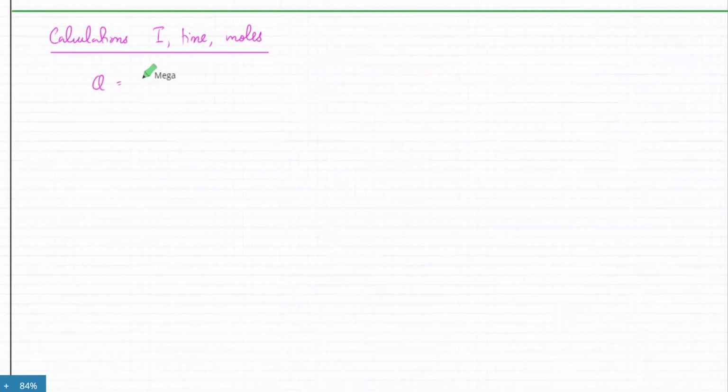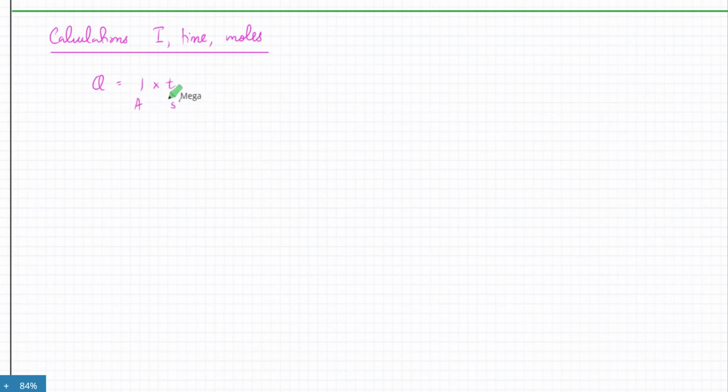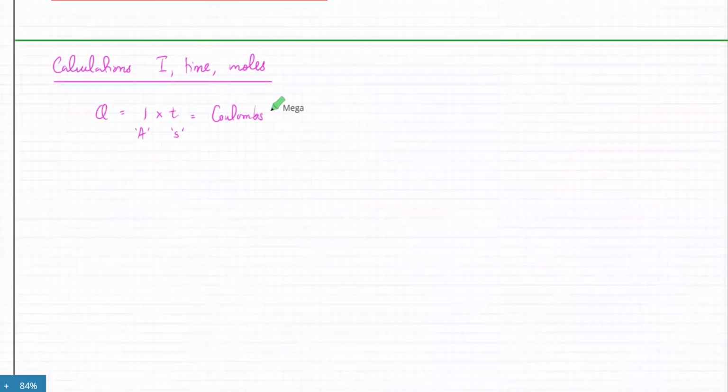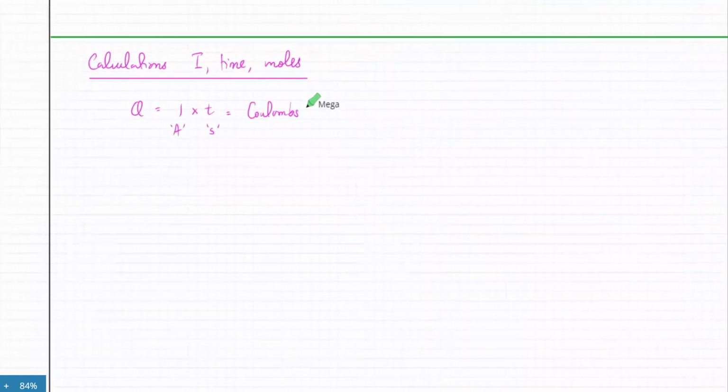Remember, current is the amount of charge in coulombs per second. It's Q over T, so it's current into time. So that's amperes and seconds. Okay, hopefully everyone knows this. If you've studied physics, this will give values in coulombs. So if you know the current that is flowing for a particular amount of time, you would know what amount of charge is flowing through the circuit. Whether it's electrolysis or whether it's electrochemical cell, a current is flowing through the wires. So that's the first formula.